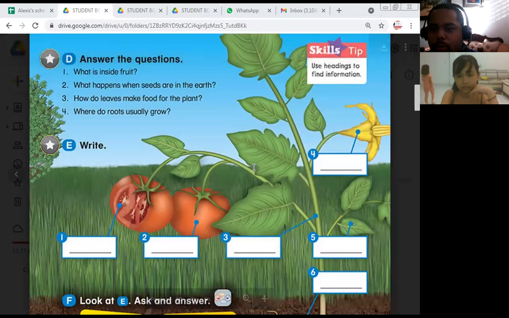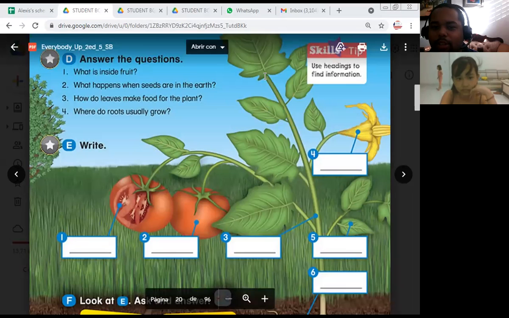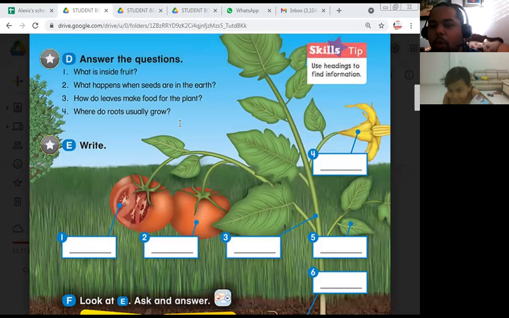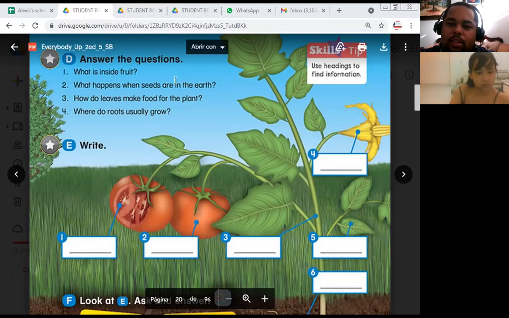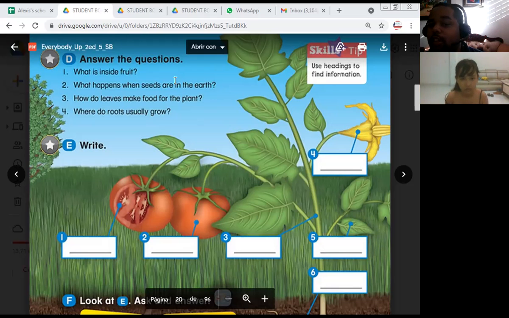Okay. So let me ask you something. What is inside fruit? Inside fruits have seed. Okay, that is right. So let's do something. We are going to complete this exercise. I want you to write it in your book, Bonnie. So the first one: inside fruits, we may have seeds. That is correct.